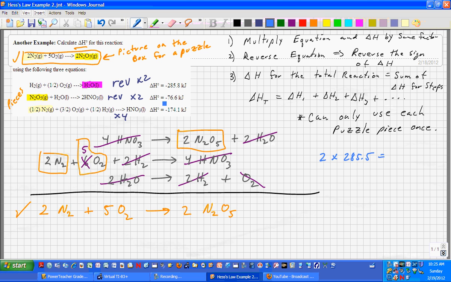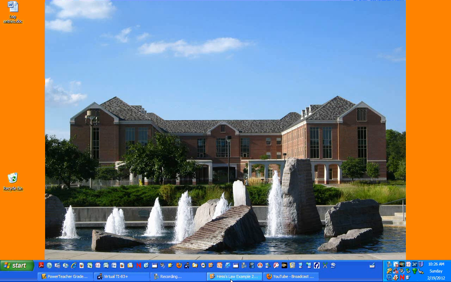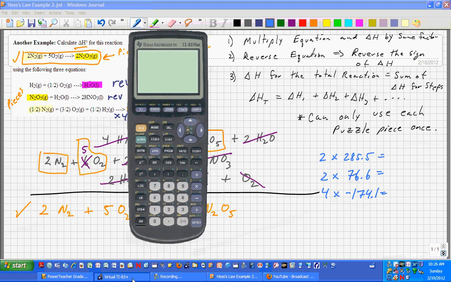I'm going to reverse and double this. So again, this becomes a positive. It's a negative here. I'm going to double it and reverse the sign. So it's going to be 2 times a positive 76.6, equal to, and then this last one I'm just going to quadruple, so it's going to wind up being 4 times, I'm not reversing it, so it stays negative, 174.1 equals. All right, let's go ahead and grab my calculator, and let's do some of this.